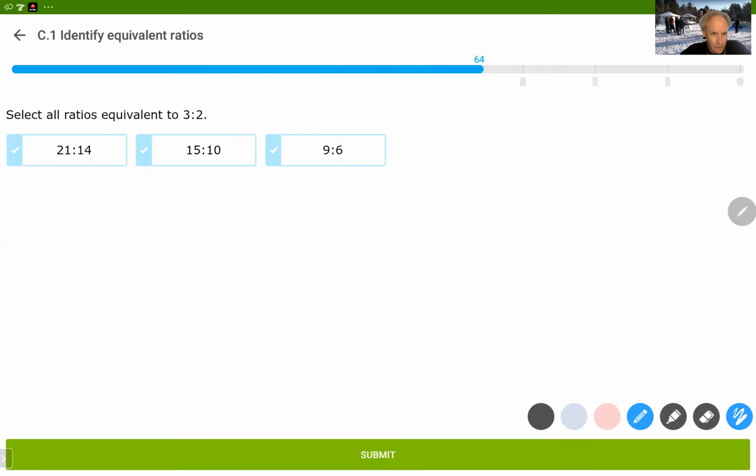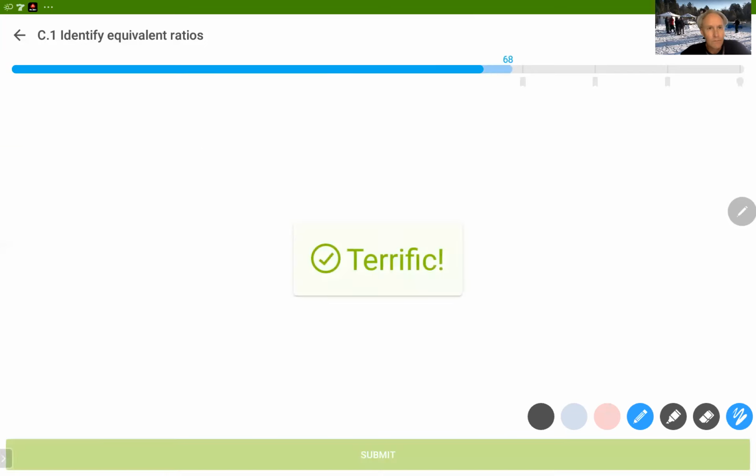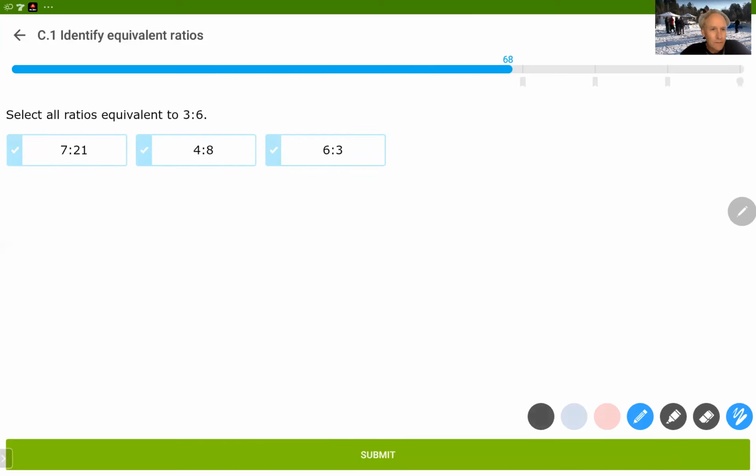3 to 2, we multiply by 5 and we get 15 to 10. We multiply by 3 and we get 9 to 6. We multiply by 7 and we get 21 to 14. 3 to 6 is the same as 1 to 2. So this one, and that is it.